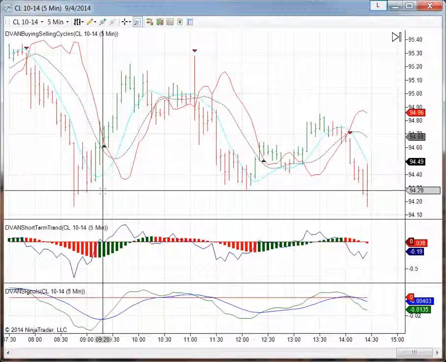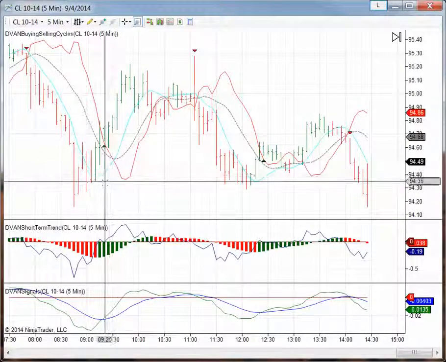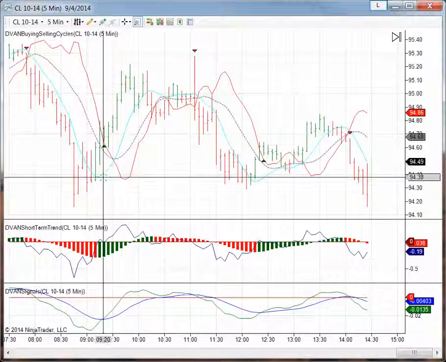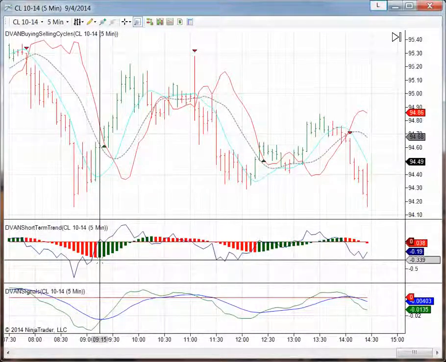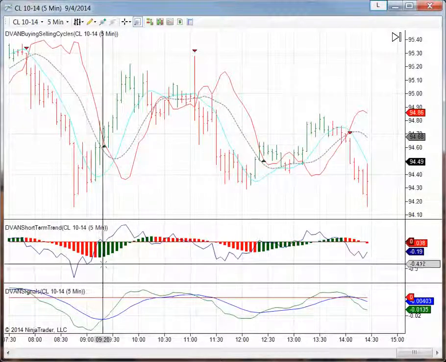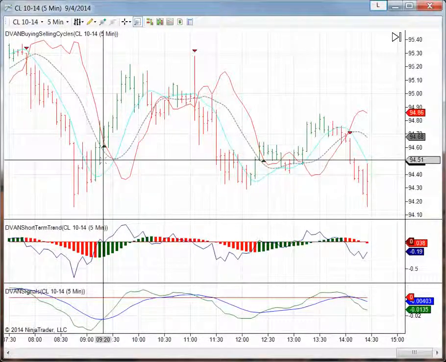Next we see a good long entry at about 9:20, or at 9:20 exactly. Green price bars lead up through the pivot, meaning the trend is up. Green histogram bars on the short-term trend also indicate the trend is up. We get a velocity cross and an arrow, and this is a good entry.